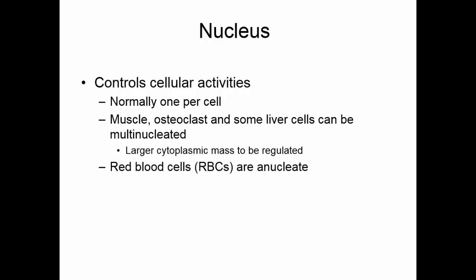Red blood cells, RBCs, are anucleate. That is, they don't have a nucleus at all. As a result, red blood cells cannot reproduce.